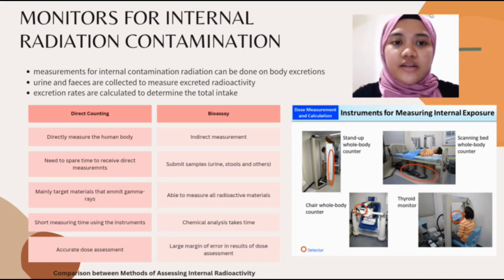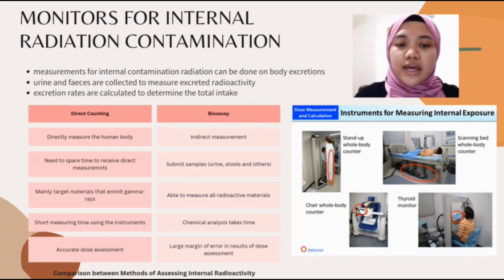And these are examples of instruments for measuring internal exposure: stand-up whole body counter, scanning bed whole body counter, chair whole body counter, and thyroid monitor. That's all from me. Thank you.